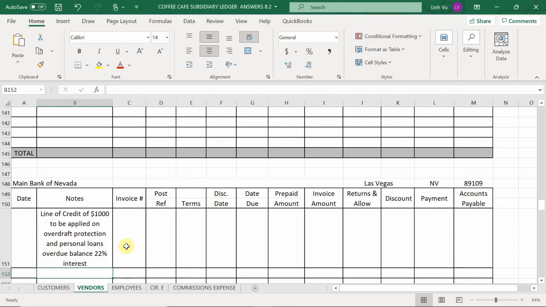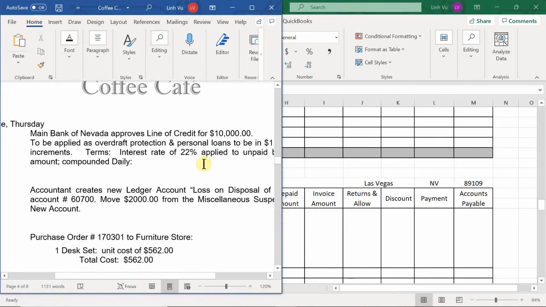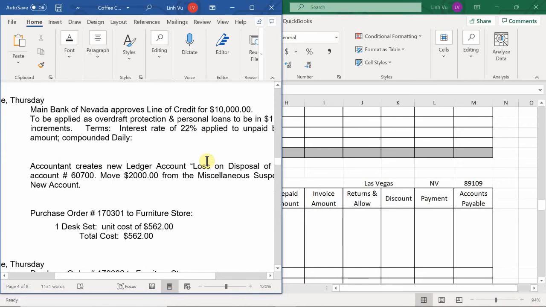Nice. So in this case, yes, no transaction has happened, but at least we have some information that we can put in our ledger just in case that line of credit does happen. You just write that, no more information. That's all. That's all you're going to do.